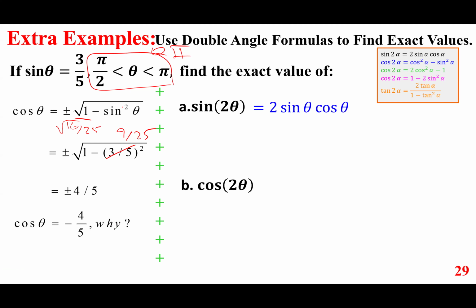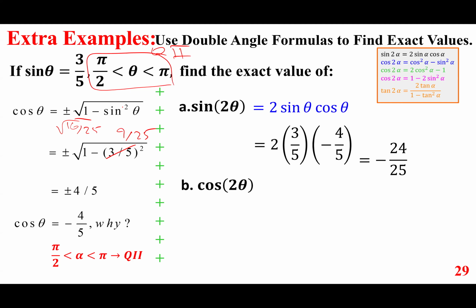And we choose negative 4 over 5 because of the quadrant. It's in quadrant 2. That's the reason. In quadrant 2, cosine is negative. So plug it in: 2 times 3/5 times negative 4/5. We get negative 24 over 25. We're done with that.